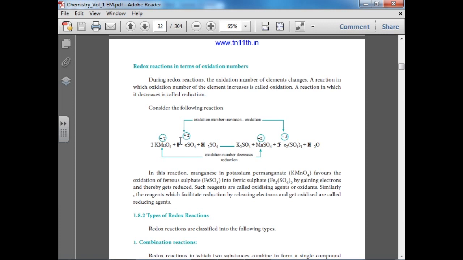So what is a redox reaction? A redox reaction is a reaction in which both oxidation and reduction take place simultaneously. So during a redox reaction, the oxidation number of an element changes. The reaction in which the oxidation number of the element increases is called oxidation. A reaction in which it decreases is called reduction.